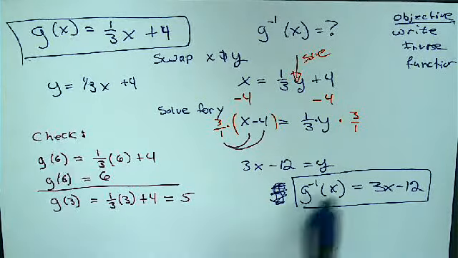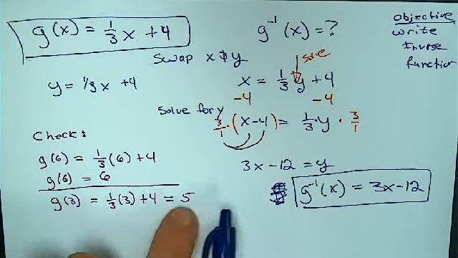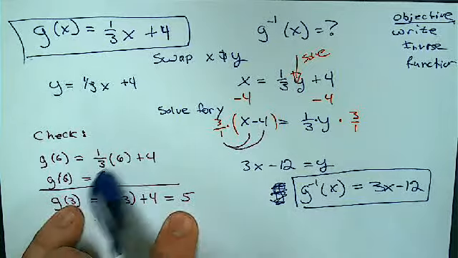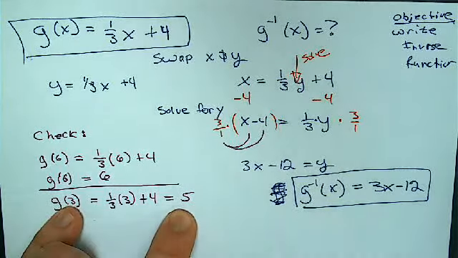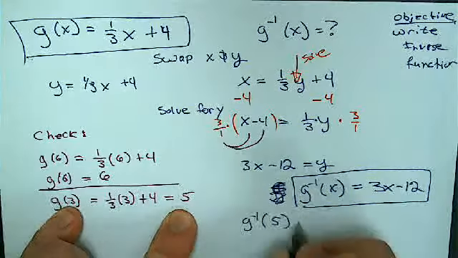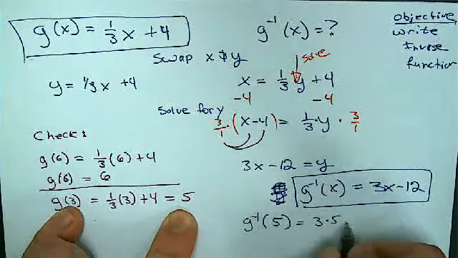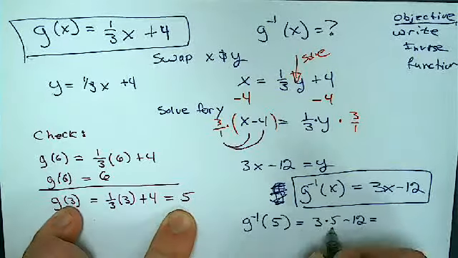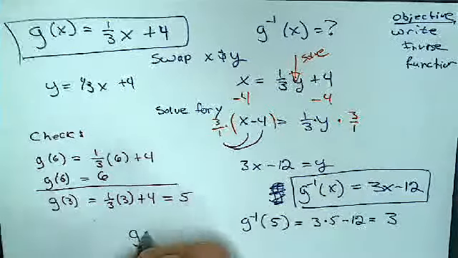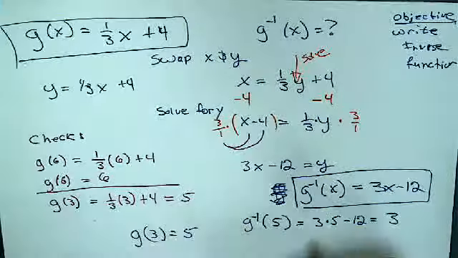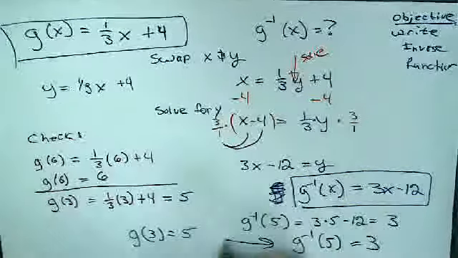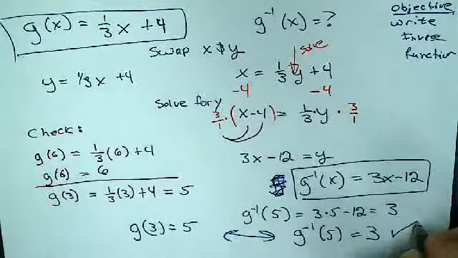Now, as part of my check, I have to say, well, what happens when I put 5 into the inverse? Do I get 3? And that's why I didn't like doing the 6 and 6, is I didn't want you guys to get confused about which ones go in as part of the check. So now I do g negative 1 of 5. So 3 times 5 minus 12, that's 15 minus 12 is 3. So g of 3 equaled 5. The inverse of 5 equaled 3. That means it checks out.